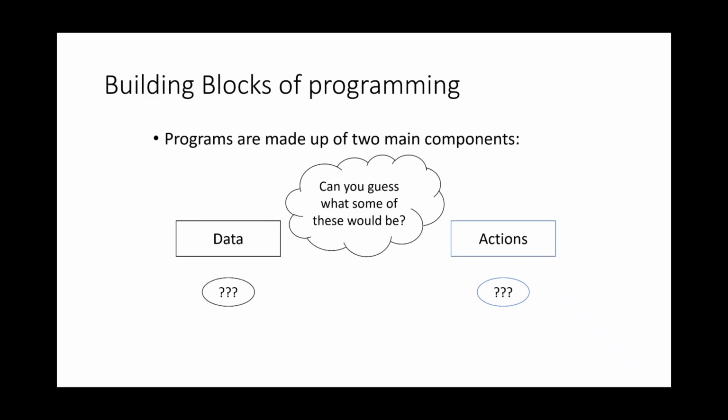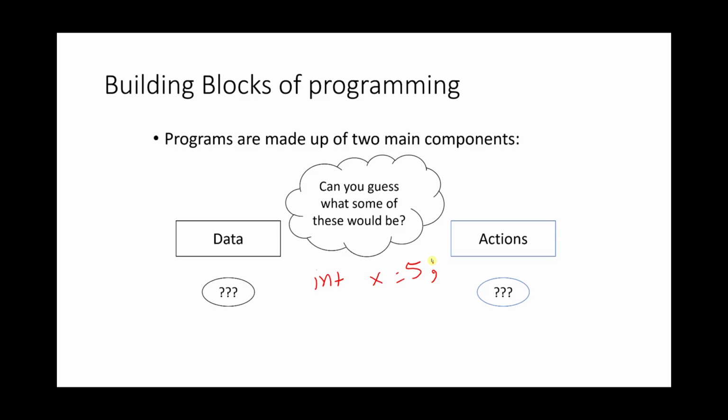You know that programs are made up of two main components: the data, which is the numbers and characters we talked about, anything you want to store, and the actions, which are the functions we use in order to manage this data. When I say manage, for example, if I have int x equal 5, this 5 is the data, and it's being stored in a variable called x.